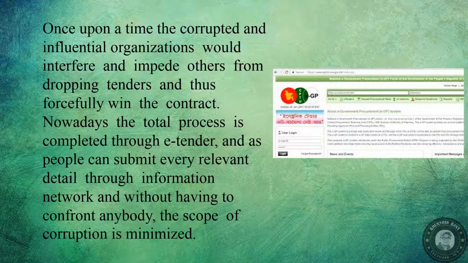Once upon a time, the corrupted and influential organizations would interfere and impede others from dropping tenders and thus forcefully win the contract. Nowadays, the total process is completed through e-tender, and as people can submit every relevant detail through the information network without having to confront anybody, the scope of corruption is minimized.